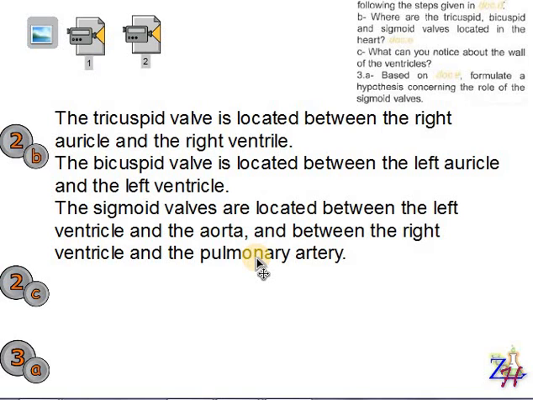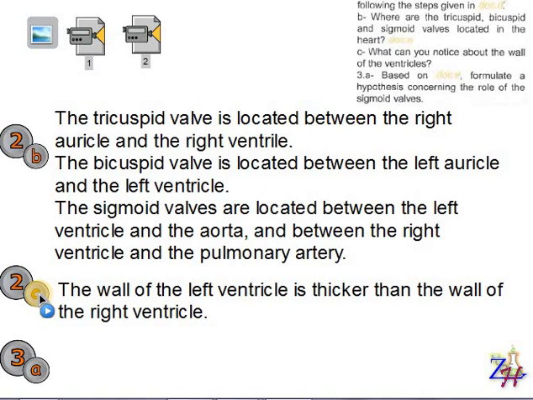Remember to copy these notes on your copybook. Now, number 2C, the wall of the left ventricle is thicker than the wall of the right ventricle, as we saw in the image. Part 3, based on document E, formulate a hypothesis concerning the role of the sigmoid valves.